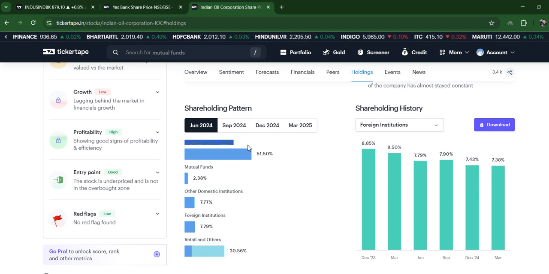Same goes with the shareholders. The promoters have 51.50% in this company. Then comes mutual fund holders. You know, there are many mutual fund holders which are regulated by SEBI, and they also invest in the stock market. So how much percentage the mutual fund holders own in this company is represented over here by 2.38%.